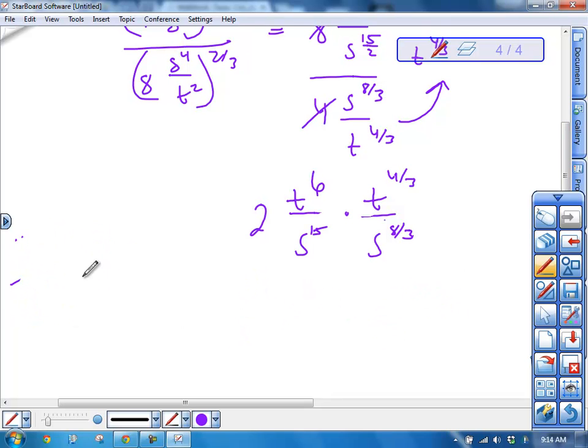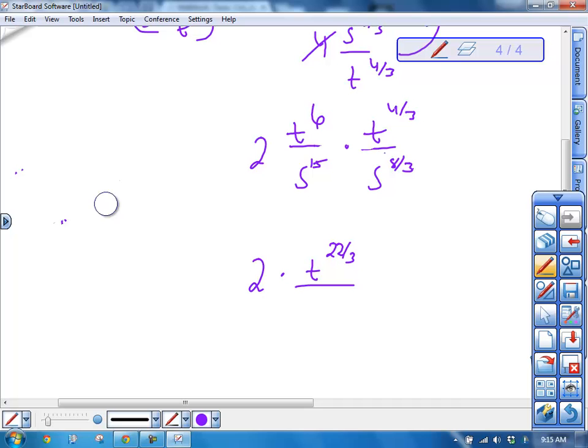Sorry about that. So then t to the 6 times t to the 4 thirds, when you multiply like bases, you add the exponents, so it should have been 6 plus 4 thirds. So multiply top and bottom by 3. 18 over 3 gives 22 over 3. And then the bottom, 15 plus 8 thirds.